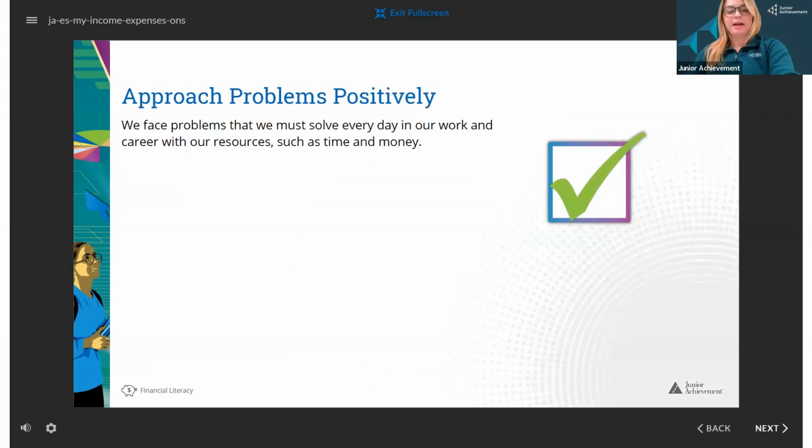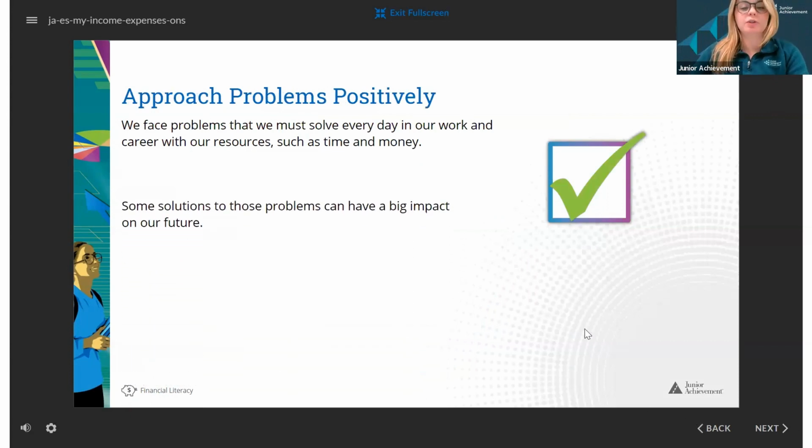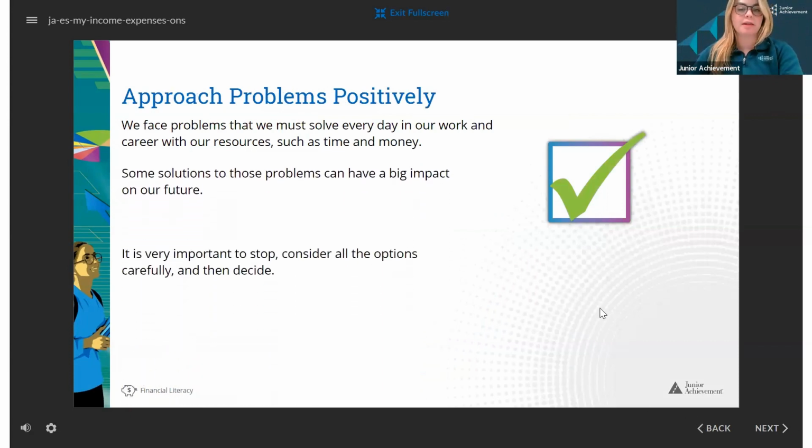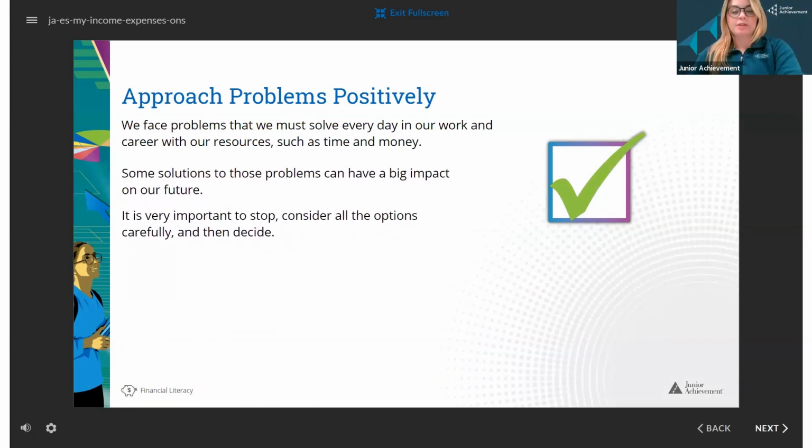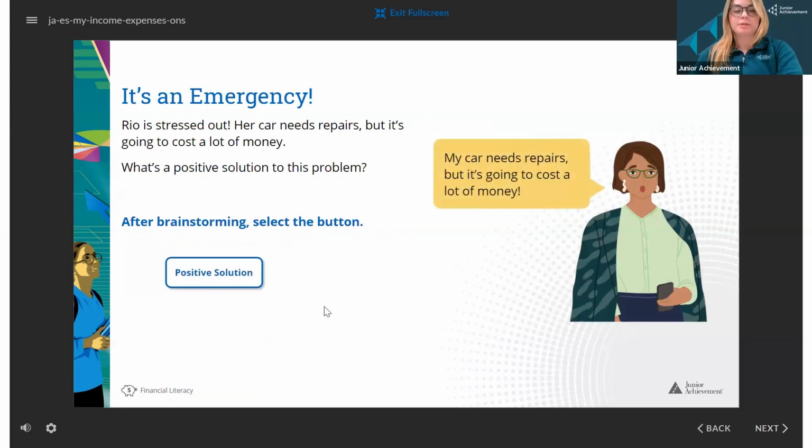Once you're done with that, you're going to move on to problem solving within budgets. As you keep going, you're going to reach Rio's emergency. She has a budgeting emergency. Her car needs repairs, but it's going to cost money. So you're going to pose this question to the students, and this would be a great option for them to think about it for a few seconds and then give them the option to turn and talk to a neighbor or two about what they think they should do.